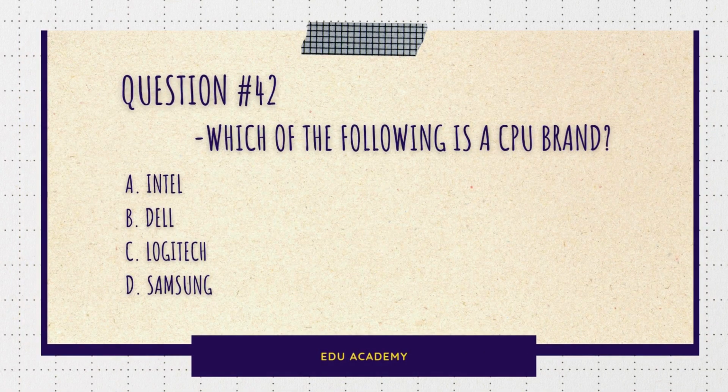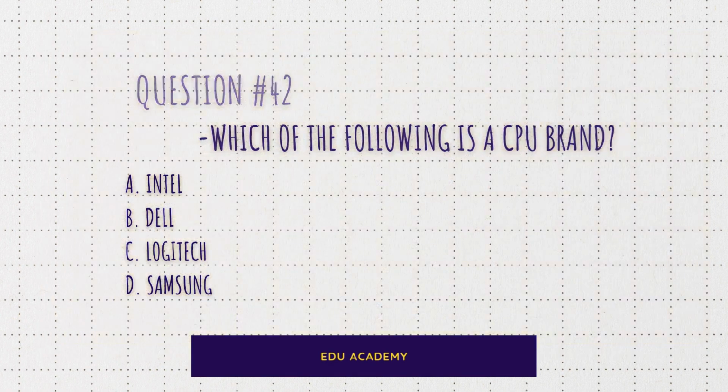Question 42. Which of the following is a CPU brand? A. Intel, B. Dell, C. Logitech, D. Samsung. You have 10 seconds.